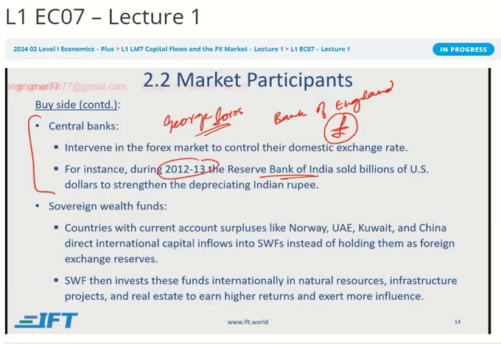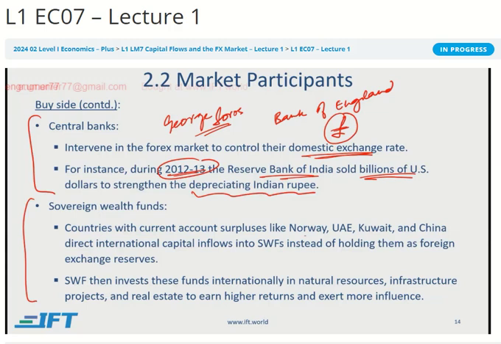Same situation was there with India in 2012 to 2013, where they were facing a depreciating Indian rupee and they had to sell dollars from their reserves and buy Indian rupee to support the Indian rupee. So sometimes central banks really participate in a big way to manage their domestic exchange rate against the dollar and against other major currencies. Then you have your sovereign wealth funds.